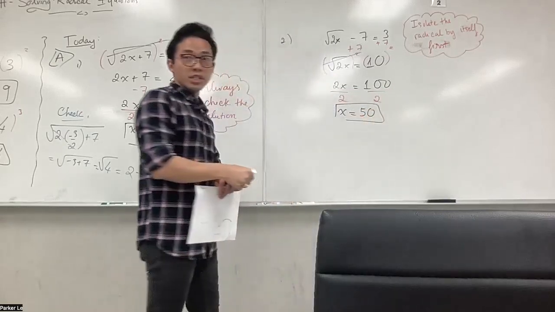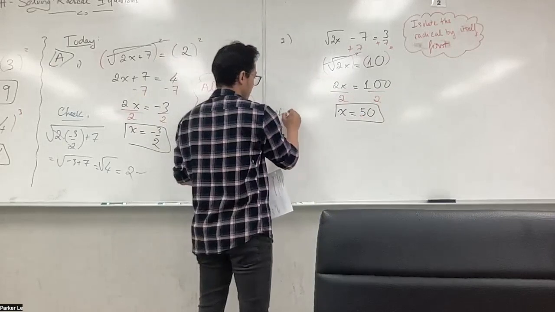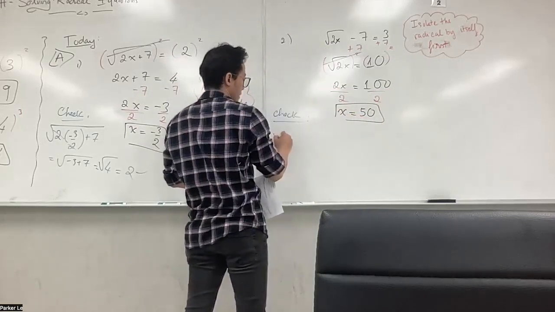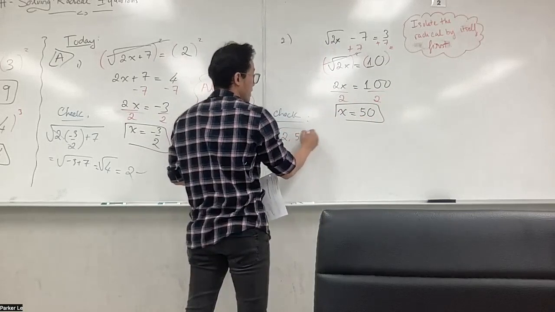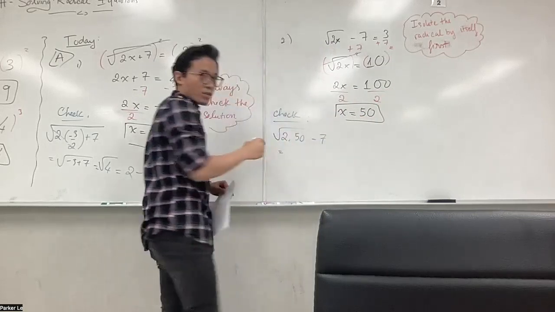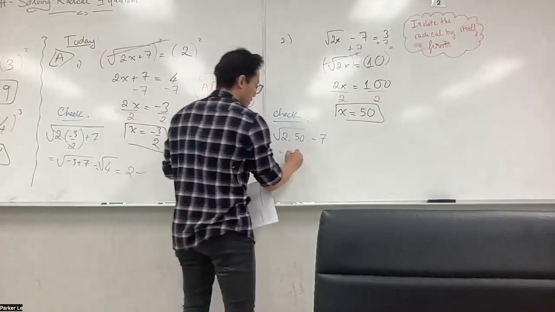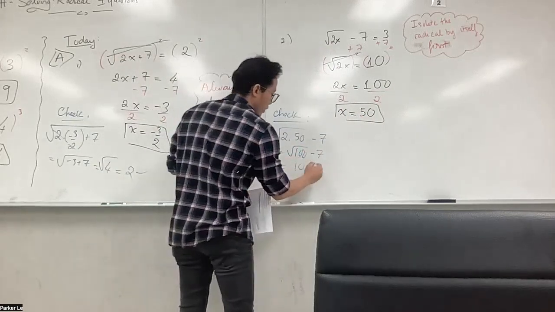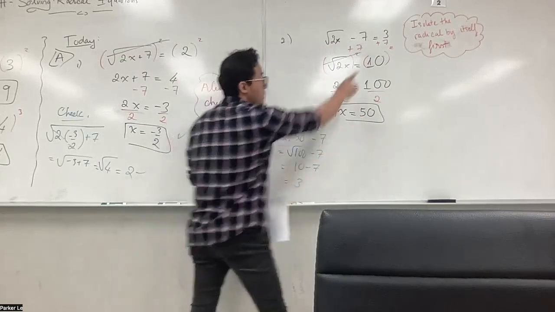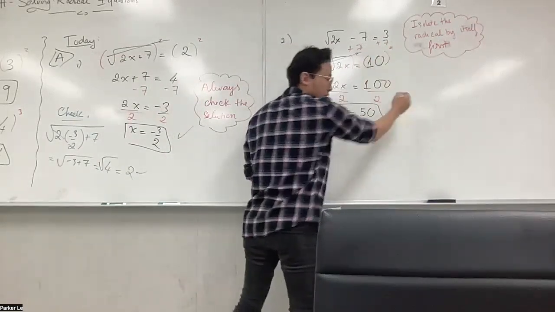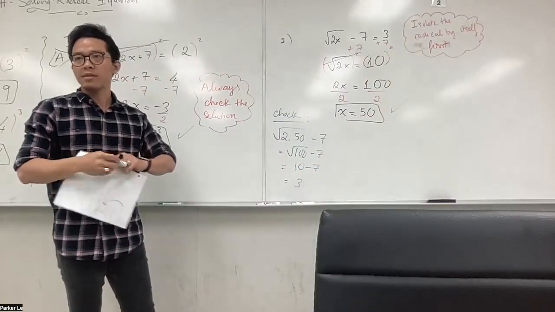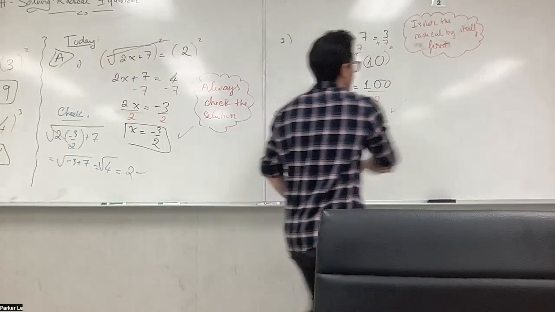Now you should always check. Remember, you should always check. I'm going to check. I plug in x by 50. So 2 times 50 minus 7. What is 2 times 50? 100. What is the square root of 100? 10. What is 10 minus 7? 3. Does it match? Yes. So it's a solution. You will see sometimes it doesn't work. You will see.